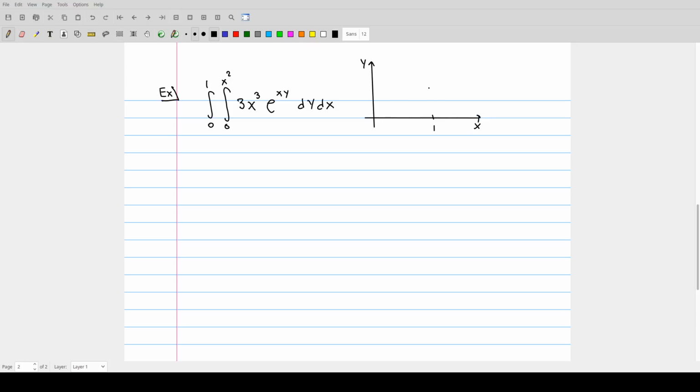Then as x goes from 0 to 1, the lower boundary in y is 0, so there's the x-axis, and the upper boundary in y is the function y equals x squared. So at 1, x squared is equal to 1, or 1 squared is equal to 1. So this is what the upper boundary is at this point, and at 0 it's this right here, and then all along the x-axis the lower boundary is 0 for y, and the upper boundary is the curve y equals x squared.